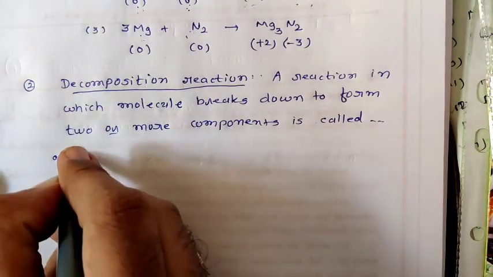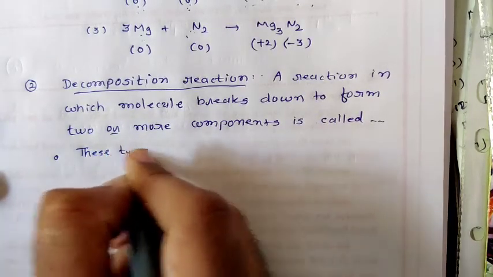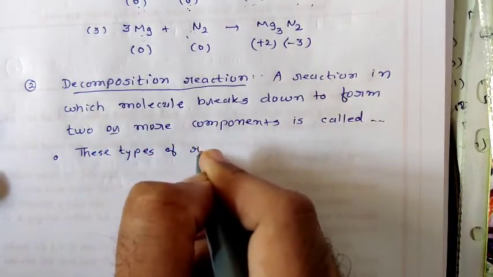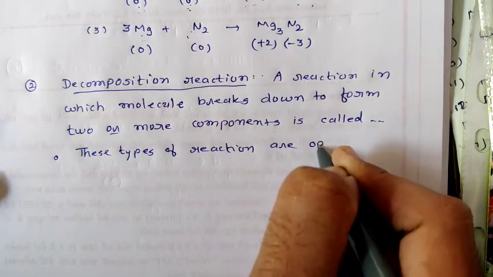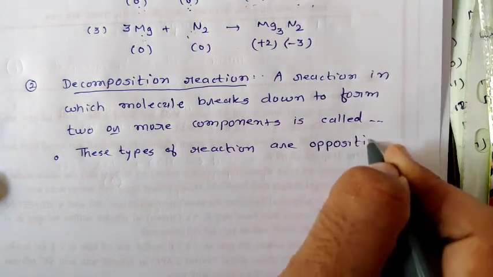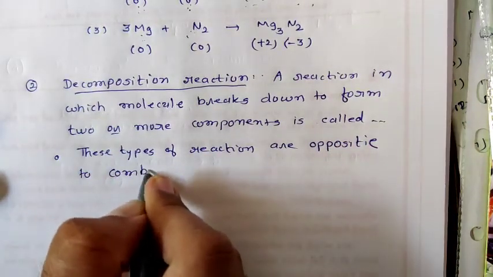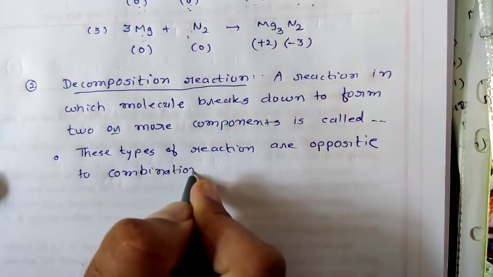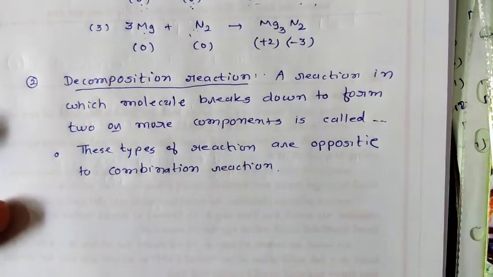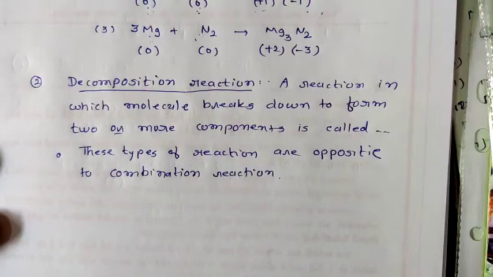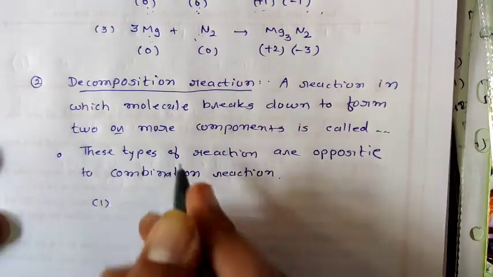Just see, this type of reaction is opposite to combination reaction. When I write here that it is reverse to combination reaction, you can easily understand the concept of decomposition reaction. It is reverse to combination reaction. Just see, we have an example about this.